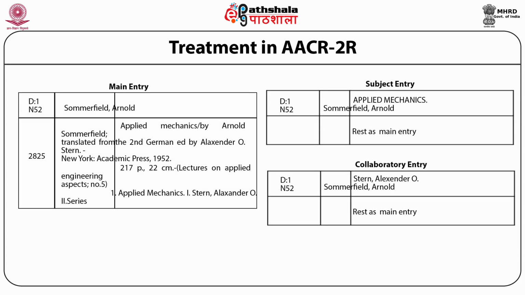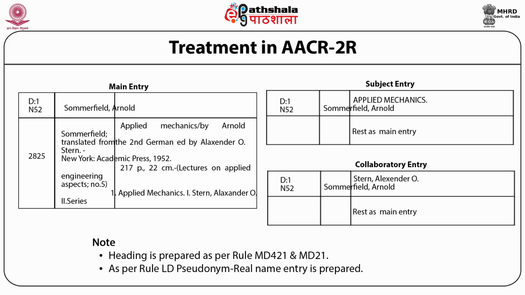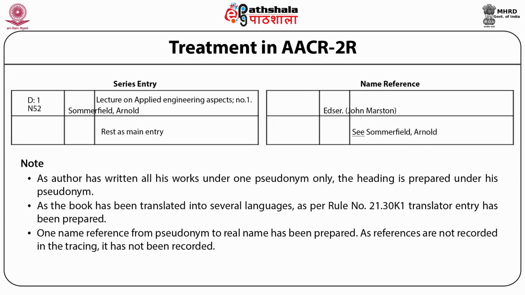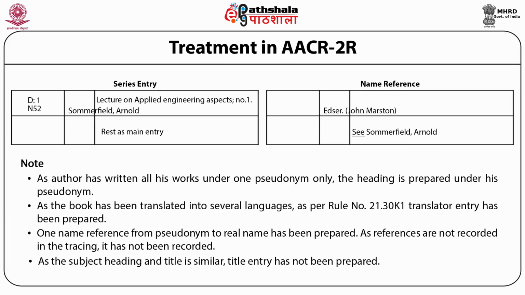The main entry of AACR2R has been prepared as per rules of Module 12, that is, types of entries of dictionary catalog according to AACR2R. The heading section has been recorded as per rule number 22.2B. However, the name reference is not recorded in tracing as references are not recorded. A title entry has not been prepared as the title and the subject heading are identical.